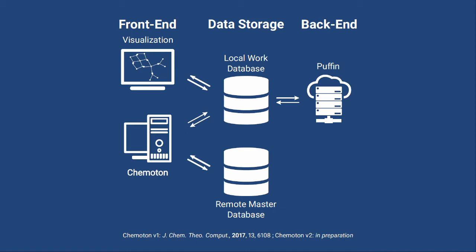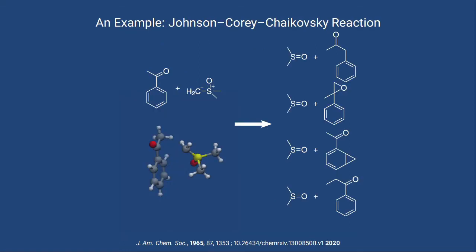As an example for this presentation, I will be using the Johnson-Corey-Chaykovsky reaction. I've given here an exemplary set of starting materials and the expected outcome, as well as 3 reasonable alternative sets of products that could arise from the same starting materials.